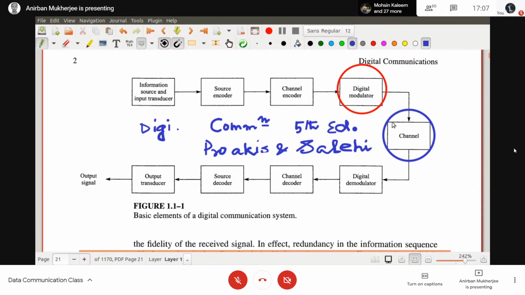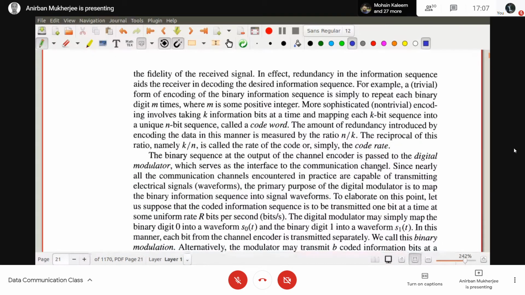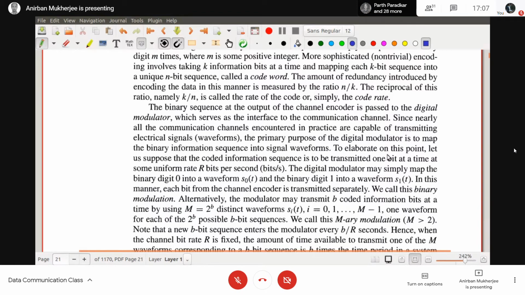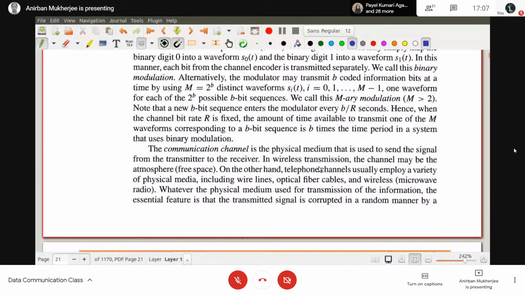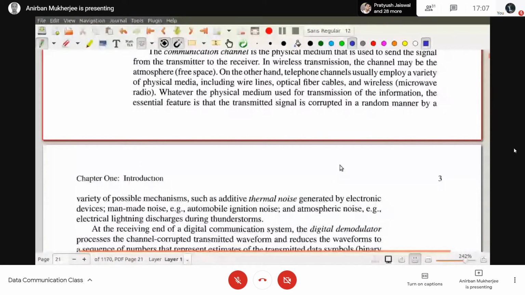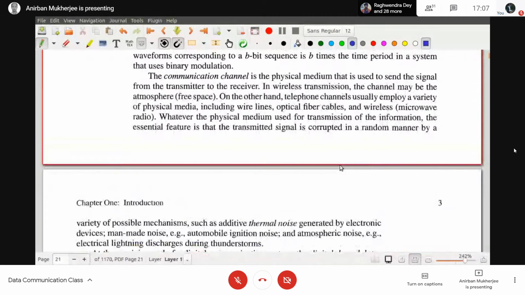So here we will talk about the channel. We have already studied that K bits are grouped together and go to the digital modulator, either PCM or PAM, M-ary modulation with M greater than 2; all these things we have studied. Mainly we will talk about the communication channel, which is a variety of physical media, including wireline, fiber optic cables, wireless including microwave, and also acoustic media for underwater communication. Okay.